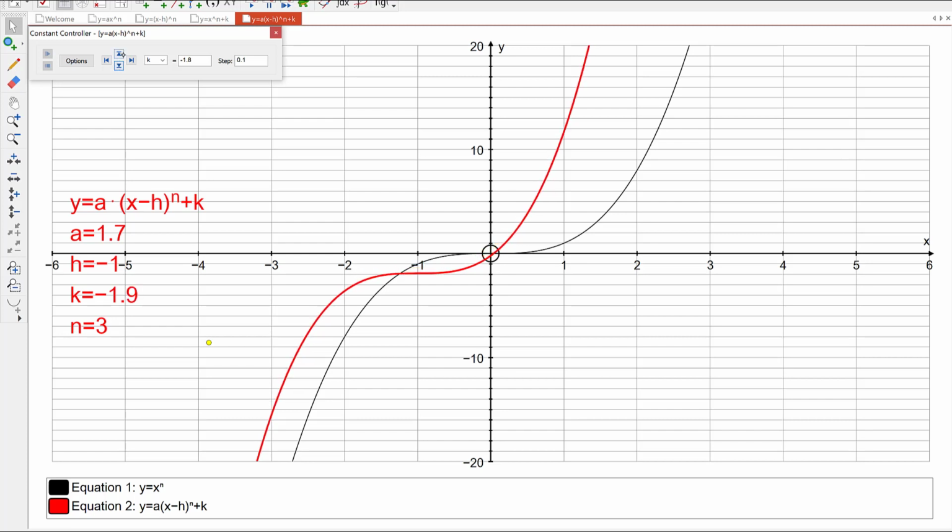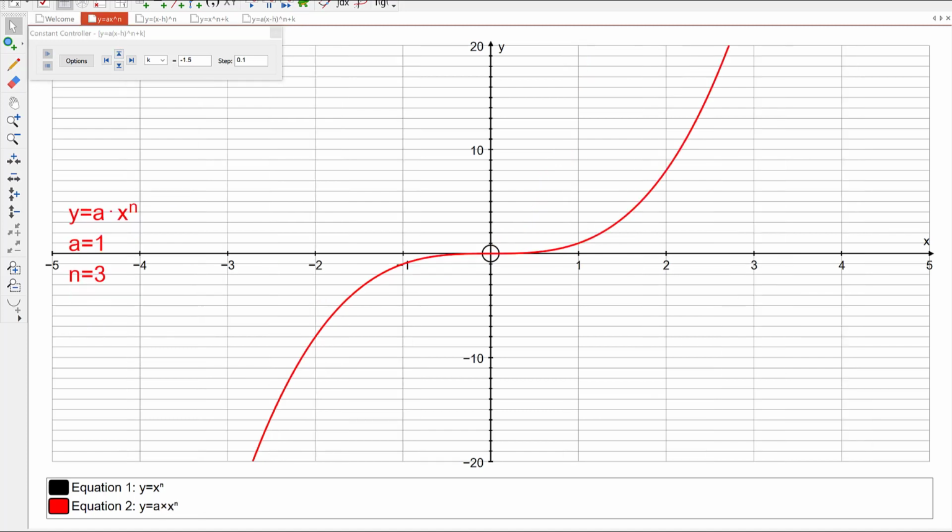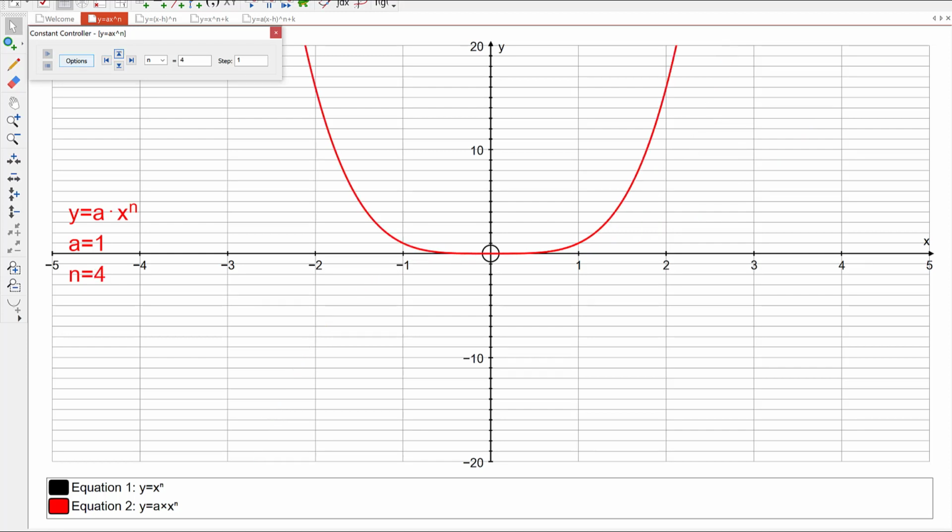Just let me go back to the original graph because I can edit it more easily. At the moment a is 1, and n is 3, so this is just y equals x cubed. Let me have a play around with n. Sorry, on the wrong screen again. When n is 2, we know we have the quadratic shape. When n is 3, we have the cubic shape, which we've just met today. When n is 4, we get this quartic shape. When n is 5, we get a shape again that's more like a cubic.